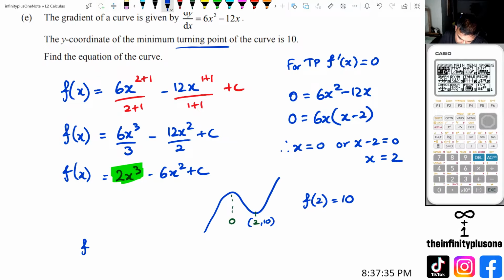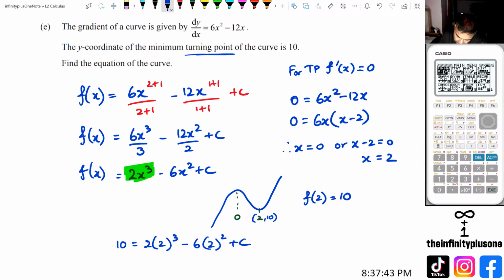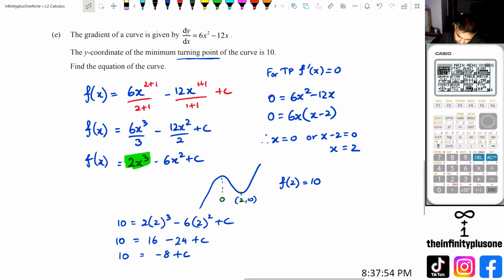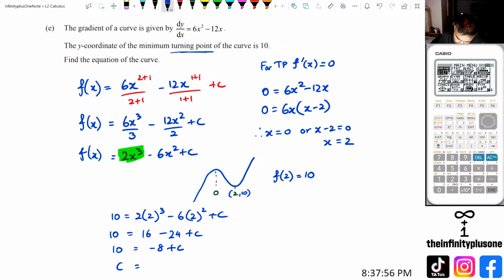So then we can say 10 equals 2 times 2 cubed minus 6 times 2 squared plus c. So we're going to get 10 is equal to 16 minus 24 plus c. 10 equals minus 8 plus c. And then c is equal to 18. So therefore the curve is y equals 2x cubed minus 6x squared plus 18.